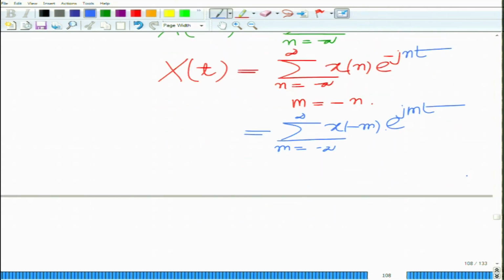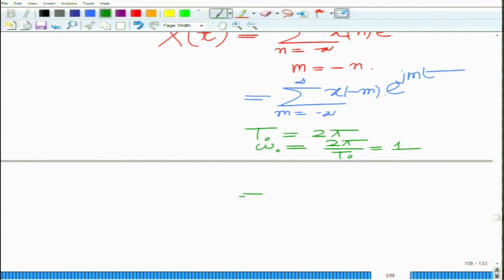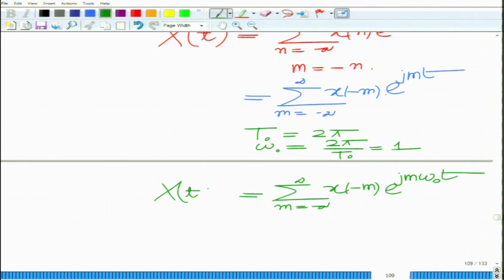Okay. And now you can see here we have the fundamental frequency omega naught. We have the time period T naught equals 2 pi, the fundamental time period, which means the fundamental frequency omega naught equals 2 pi by T naught, which is equal to 1. So, I can write this as summation m equals minus infinity to infinity x of minus m e raised to j m omega naught t, where omega naught is equal to 1 and that is the fundamental frequency.